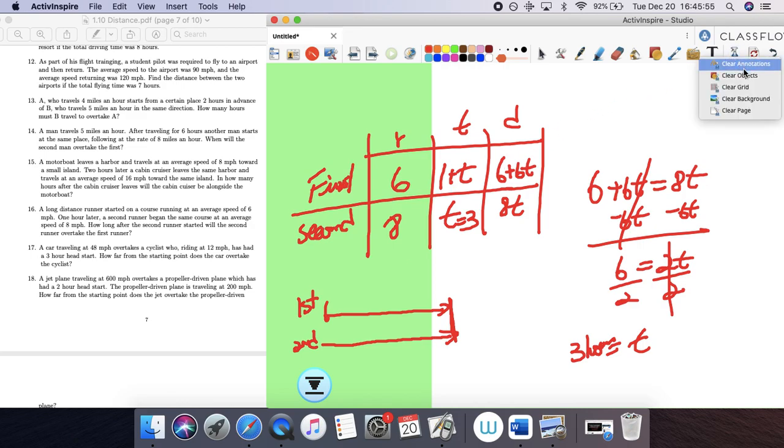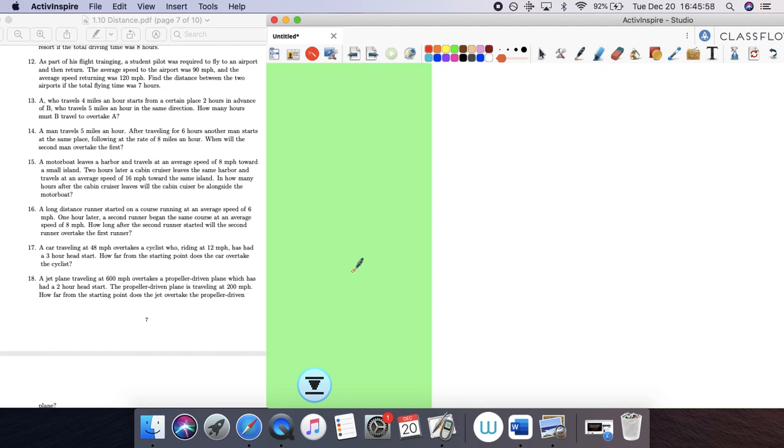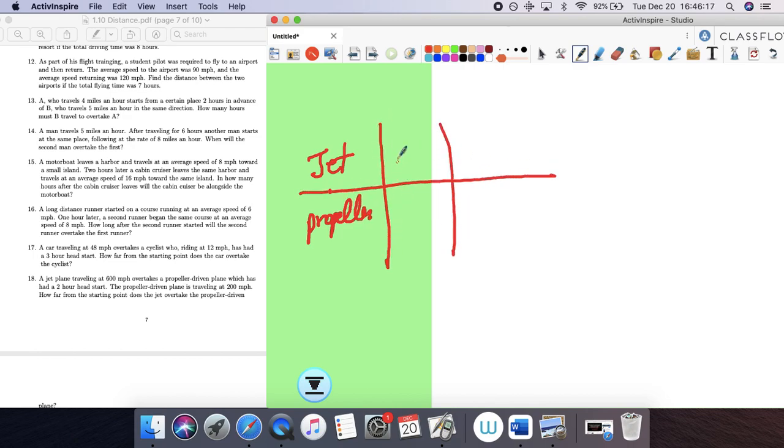I think one more. A jet plane traveling at 600 miles an hour overtakes a propeller-driven plane which has had a 2-hour head start. So let's call this jet, and let's call this propeller. You ever been on a propeller airplane? I have. It's kind of scary. So the jet is traveling at 600 miles an hour. Wow, that's pretty fast. And the propeller plane has had a 2-hour head start, so the propeller plane has 2 hours plus t.